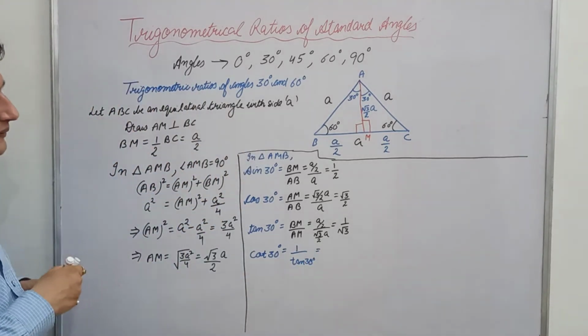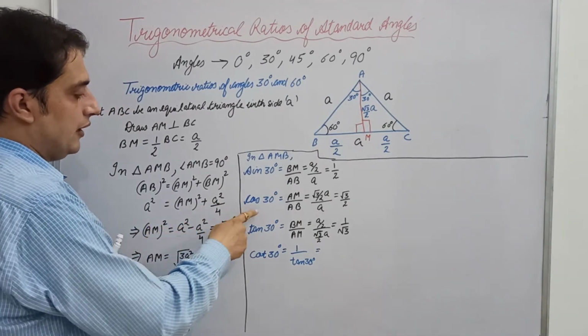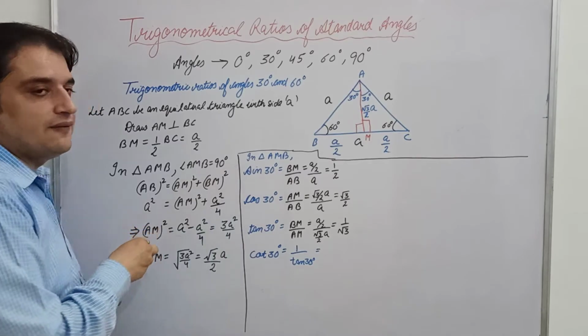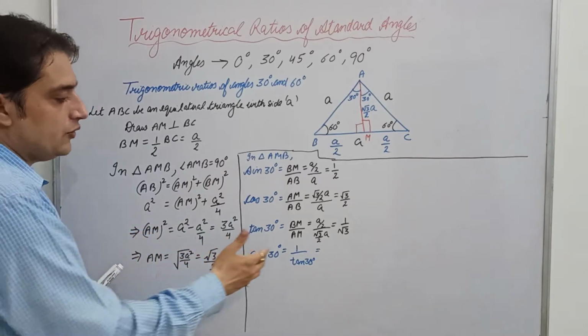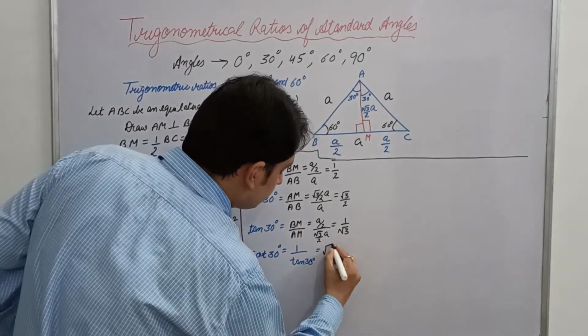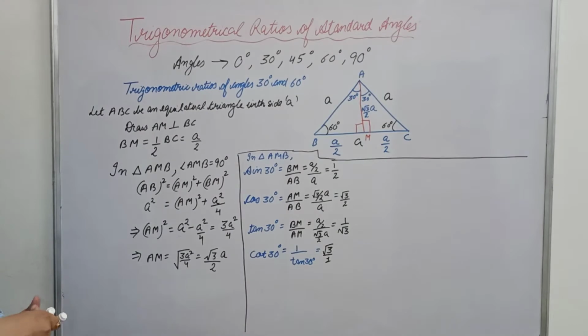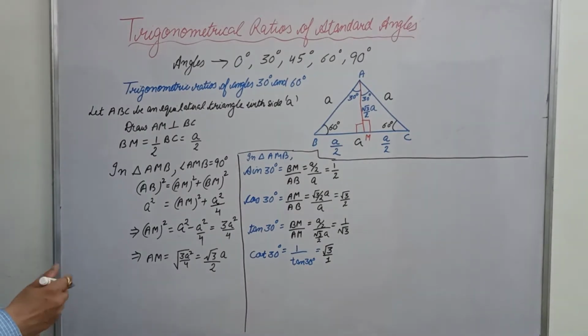So this is the reciprocal of tangent, or the value of cos 30 degree divided by the value of sin 30 degree. So when you take the reciprocal of tan 30 degree, that is root 3 upon 1. So this is the value of cotangent 30 degree, right?